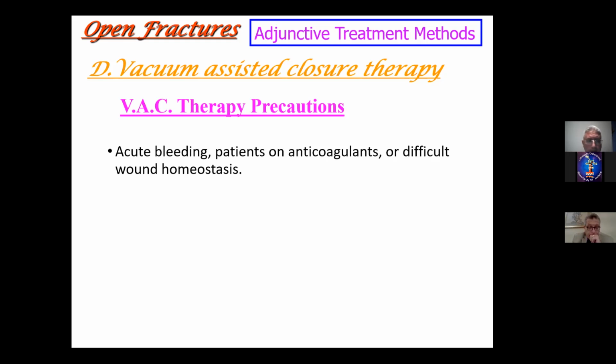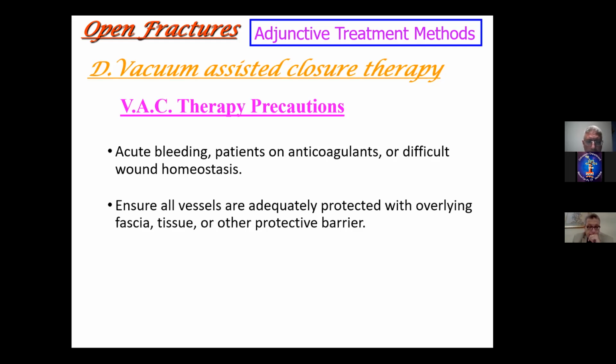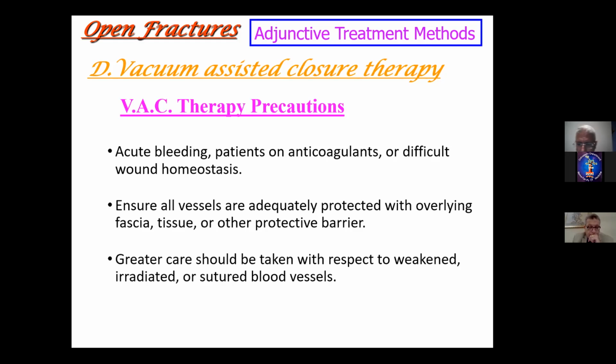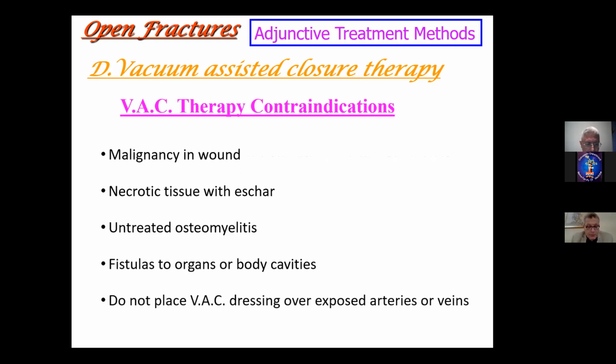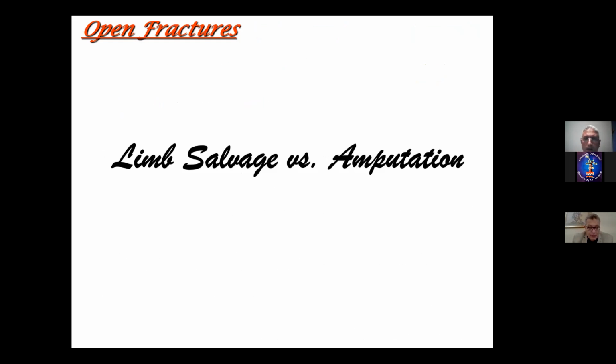The precautions include take care when applying this to acute bleeding or patients on anticoagulants or difficult wound hemostasis; ensure that all vessels are adequately protected with overlying fascia, tissue, and other protective barriers. Greater care should be taken with respect to the weakened or irradiated or sutured blood vessels. Contraindications included malignancy, necrotic tissues, and untreated osteomyelitis. It's not a substitute for debridement, fistulas to organs or body cavities, and don't place the vac dressing over exposed arteries or veins.